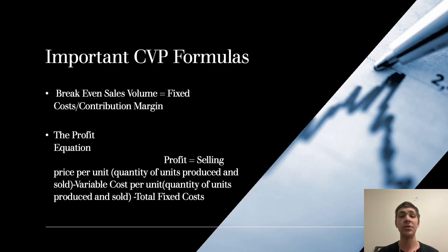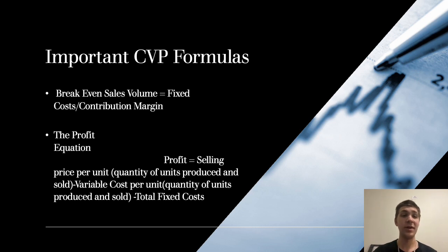The most common and debatably the most important CVP formulas are those of break-even and profit equation. Break-even sales simply equals the fixed cost divided by contribution margin. This would mean that you will see how many units you need to sell in order to break even, which would be your contribution margin equaling your fixed cost. You're looking for a ratio of about 1. This would mean that you are at 0. You're not in the negatives, but you're also not in the positives yet.